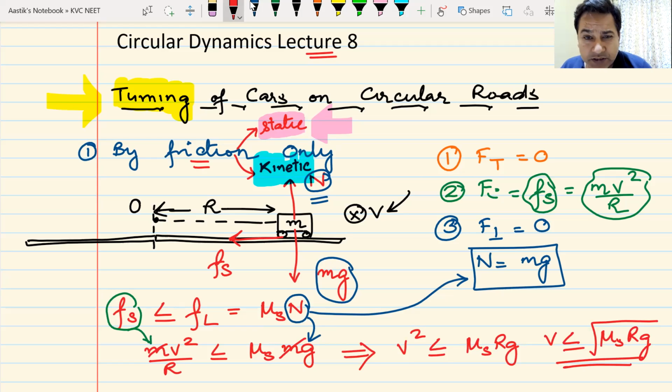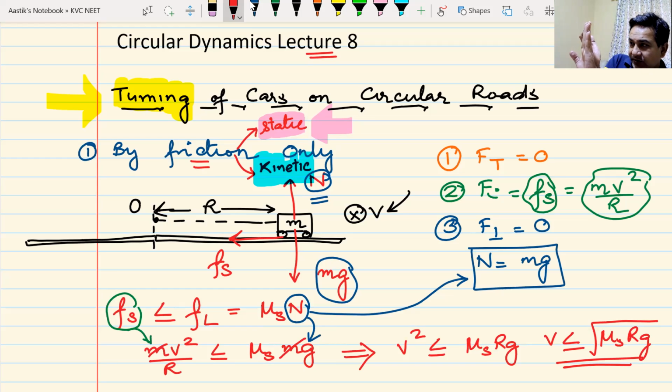So your value of v, the velocity with which you can turn, should always be less than or, in the worst case, equal to the root of mu s into r into g. That means this gives you a maximum velocity. Your velocity should always be less than a particular number.